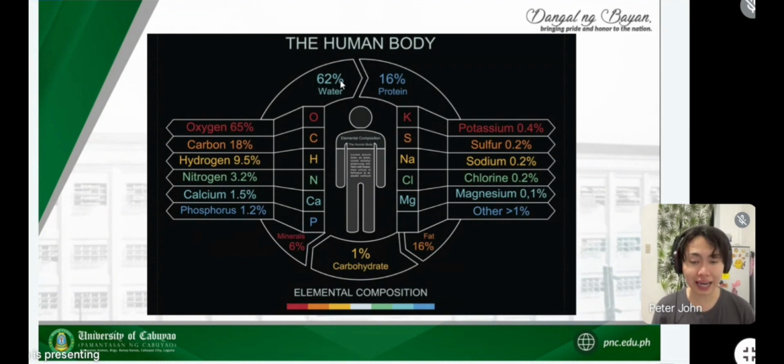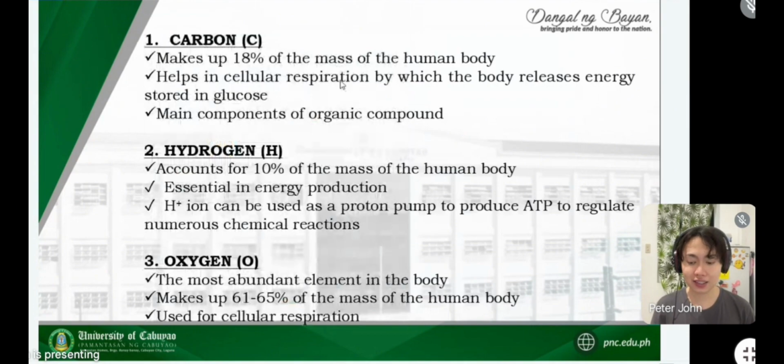62% po talaga. Okay. So, let's have a quick highlight of the following elements that are necessarily found in our body.